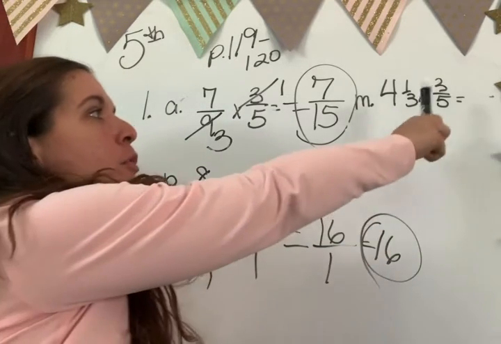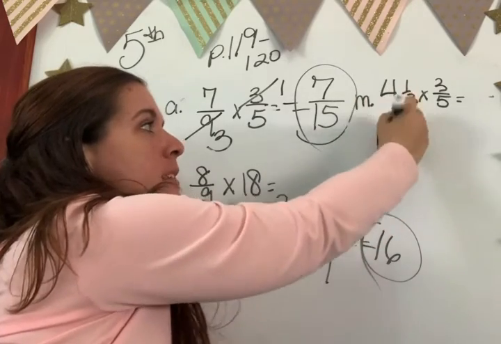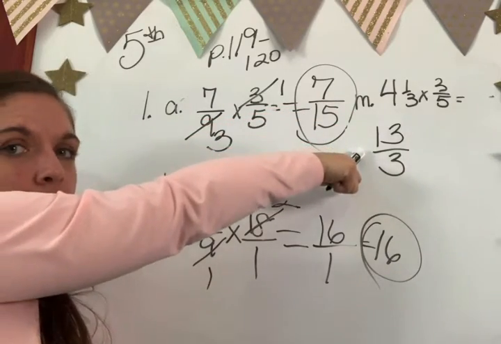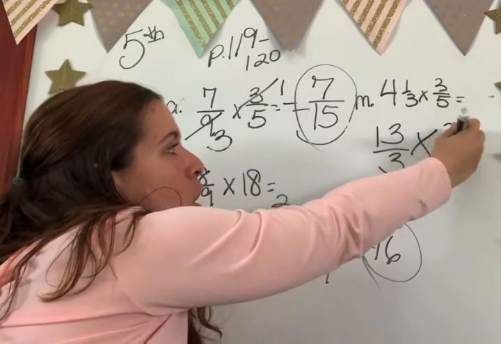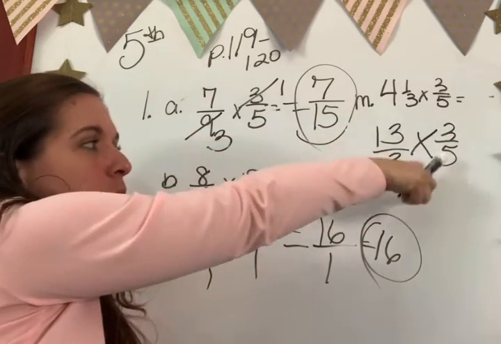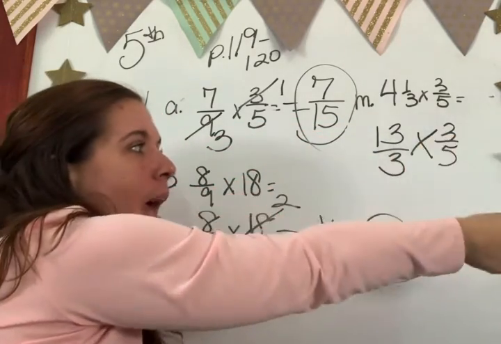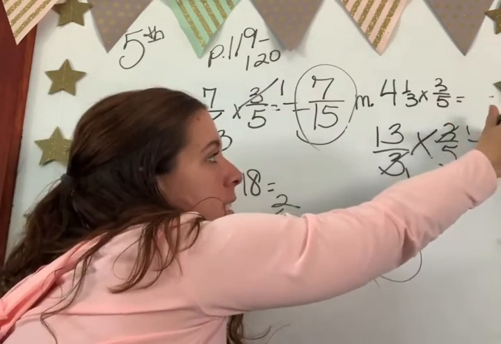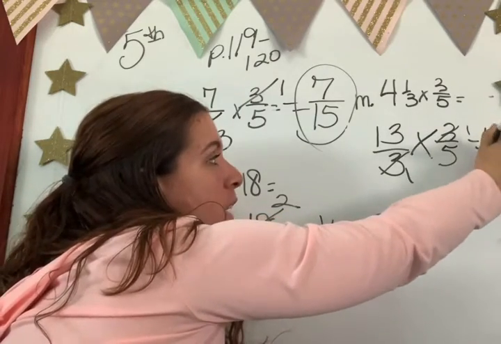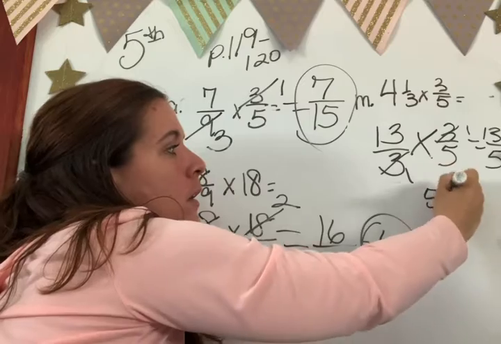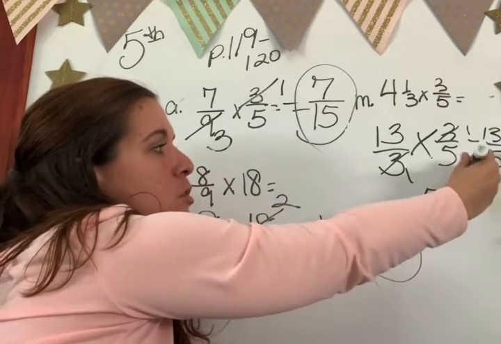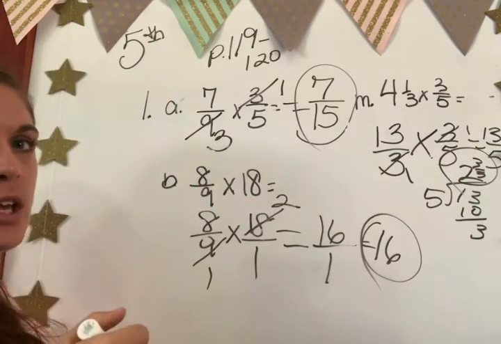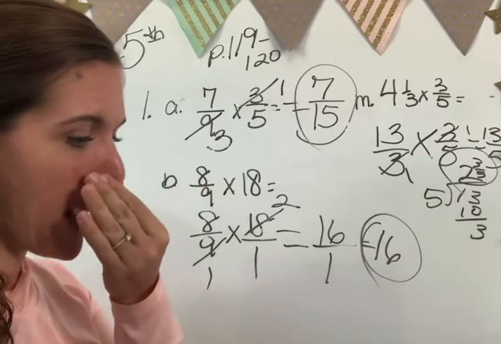Okay, we ready? 3 times 4 is 12, plus 1 is 13 over 3, right? You have to make this into an improper fraction. Multiply that by 3 over 5. Can you divide 13 and 5? No. Can you divide 3 and 3? Yes. The answer is 1. So you have 13 times 1 is 13. 1 times 5 is 5, and we divide. 5 goes into 13 2 times, that's 10, that's 3, 3/5. 2 and 3/5 is your answer, okay?